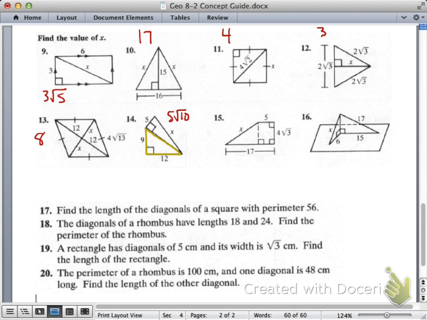15, I want to give you a heads up on this one. Here we have a trapezoid with a rectangle attached to it. With the properties of a rectangle, this piece over here, which ends up being the leg of the right triangle, is equal to 4 square root of 3. Now, this 5 up here means that this piece down here is equal to 5, which means the other piece over there is equal to 12. So what we end up with is a right triangle. We had to break down these pieces to come up with this right triangle of 4 square root of 3 and 12, and then x. Go ahead and solve for x now.